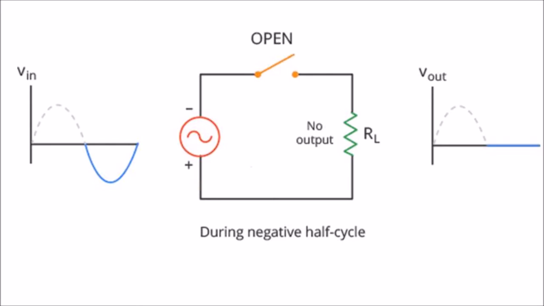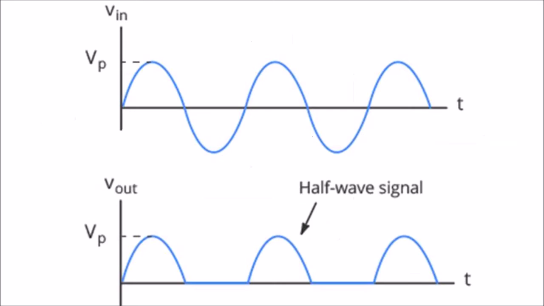Secondly, during the negative half cycle of the AC input voltage, the diode is reverse biased and hence it does not conduct. Thus, there is no current flow or voltage drop across the load resistor RL, that is, ID is equal to 0 and VO is equal to 0. The net result is that only the positive half cycle of the AC input voltage appears across the load resistor RL.